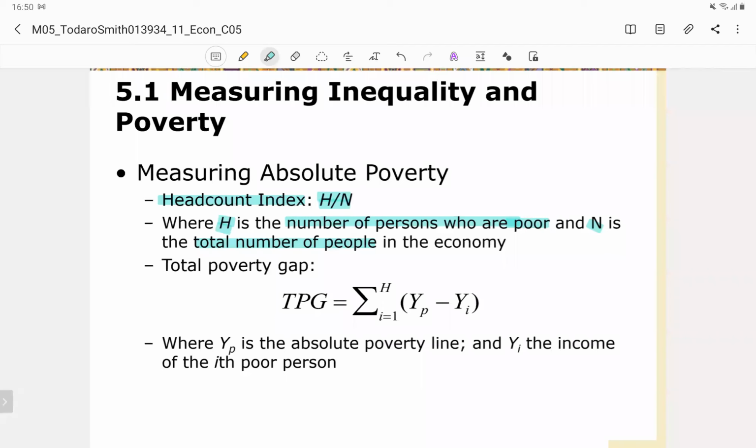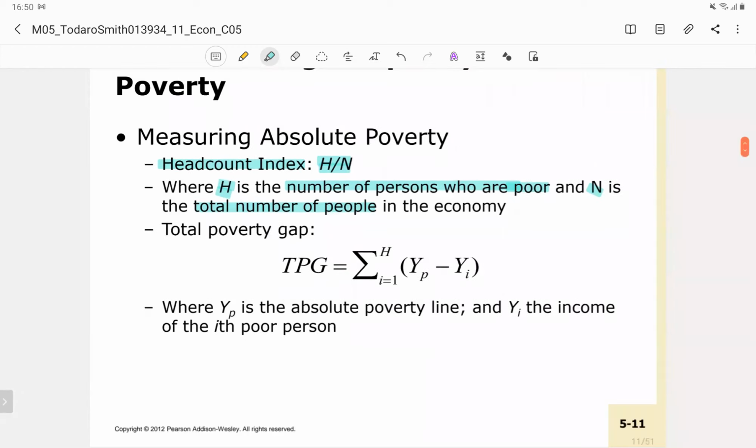So the headcount index is how many people are poor relative to the rest of society. So that's the headcount index: the number of persons who are poor divided by the total number of people in the economy. Okay. And then the next one, we have the poverty gap.